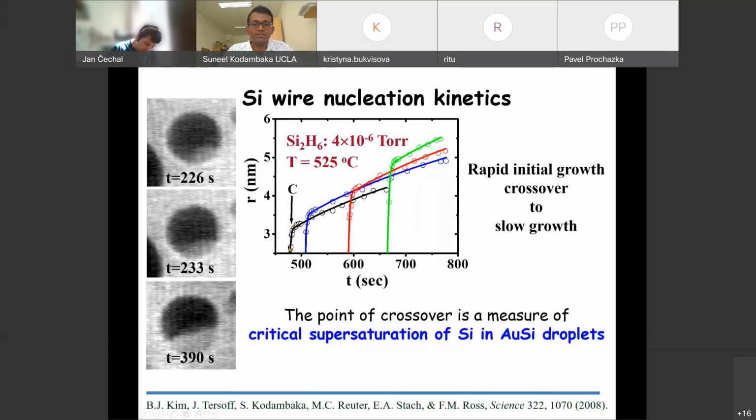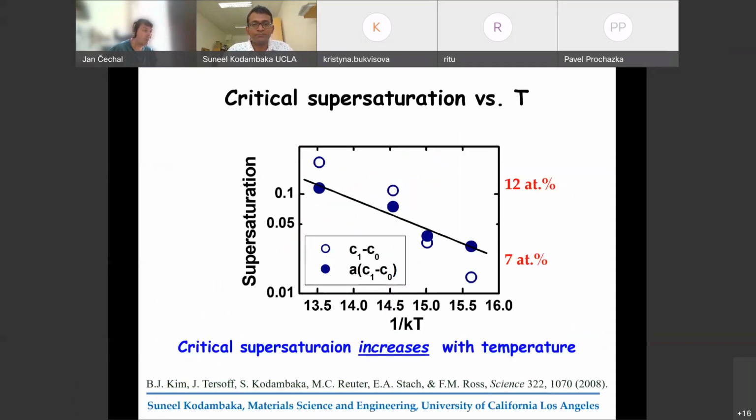So this is due to the instantaneous nucleation of the crystal, followed by slower growth of the crystal. And so this point of crossover is a measure of the critical supersaturation of silicon in these droplets, and we can quantify this. And it turns out that for gold silicon alloys, the amount of silicon supersaturation increases with increasing temperature, which you would expect. As you increase the temperature, the solubility increases as well.